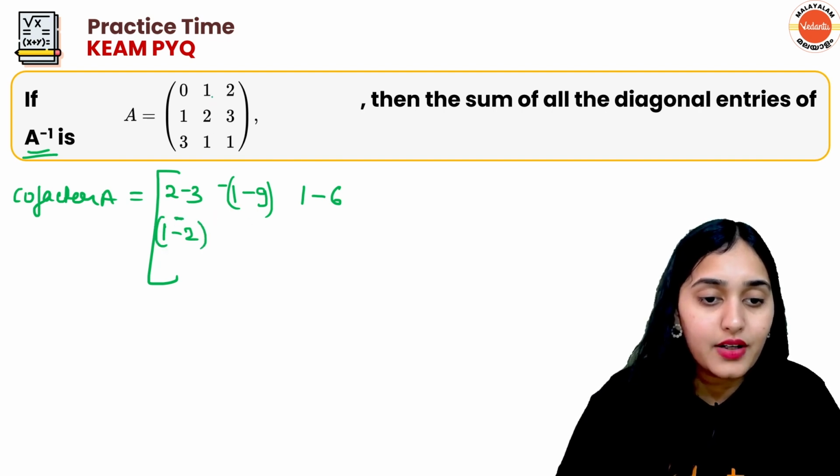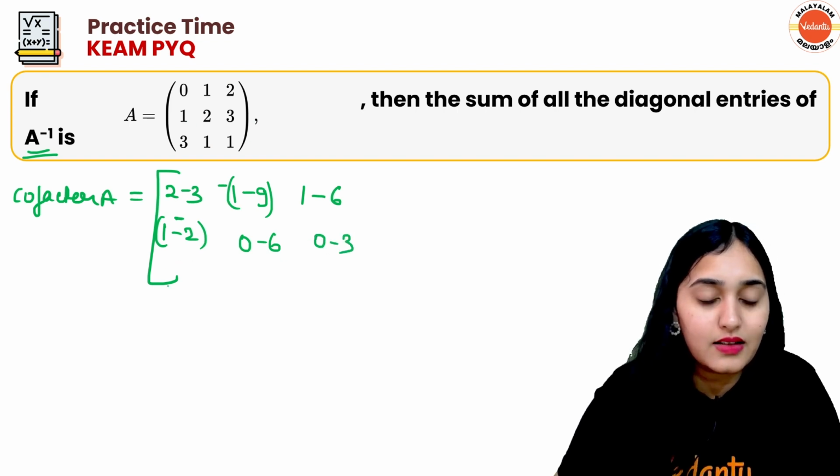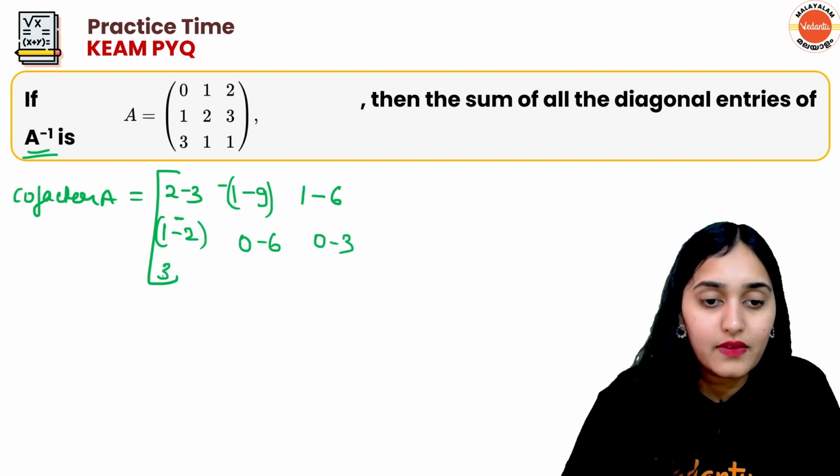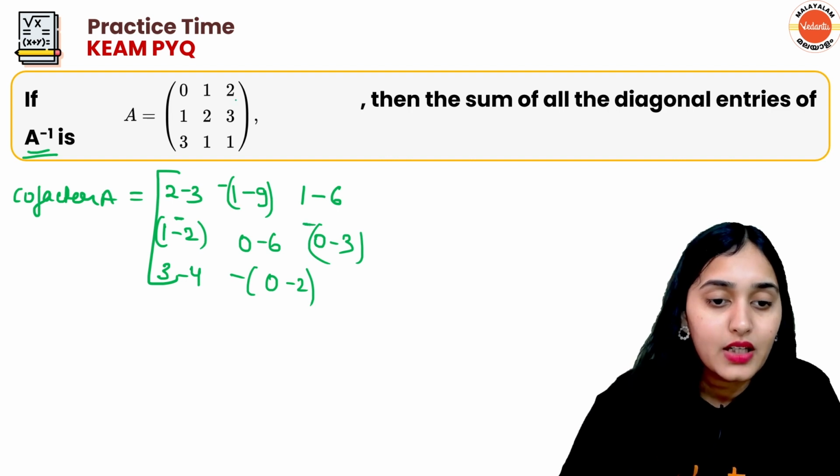Then we have removing this, 0 1s are 0, 3 2s are 6. Then removing this, 0 1s are 0, 3 1s are 3. Then lastly removing this, 3 1s are 3, 2 2s are 4, and minus of removing this, 0 minus 2, positive of this is again negative here.